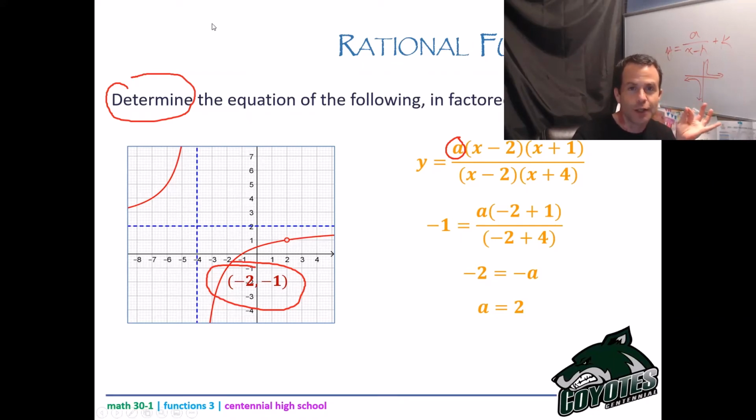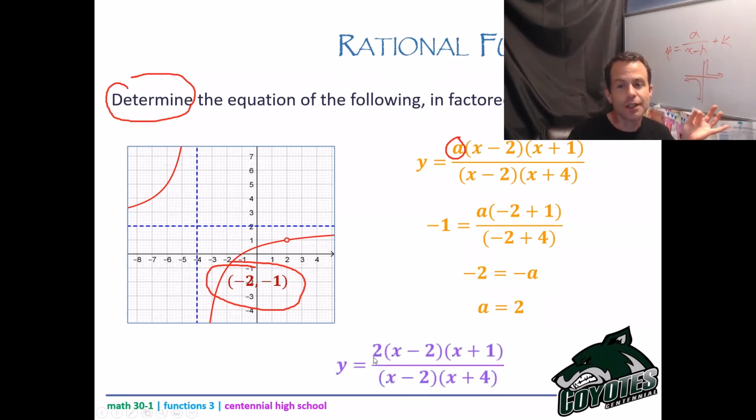No, you're not. The question said determine the equation. A equals 2 is not the equation, right? So just be very careful of that. Your answer, the equation, is y equals 2 times x minus 2, x plus 1 over x minus 2, x plus 4. Okay, so again, it did say to write it in factored form, so we're going to leave it exactly like that. And do keep those x minus 2's there, because that tells me you know there's a point of discontinuity there.